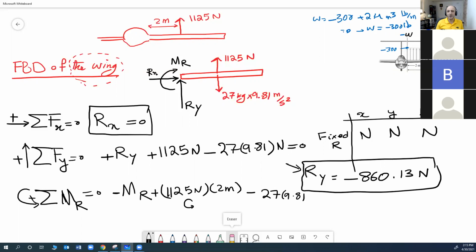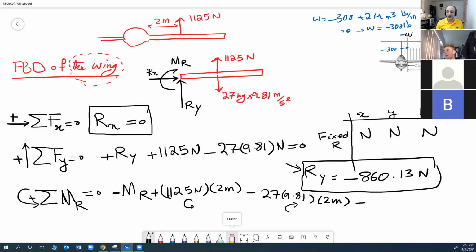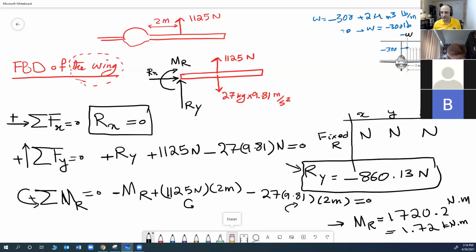I just keep it like this on purpose, so when you go back and review it, you remember, hey, this is the weight that we have. Don't want to put a number and then forget, hey, what was this one? Where did this come from? This one creates a moment this way, so that's negative, equals 0. This one will result in MR of being 1720.2. If I go by 3 sig figs, it's going to be 1.72 kilonewton meter. Okay.